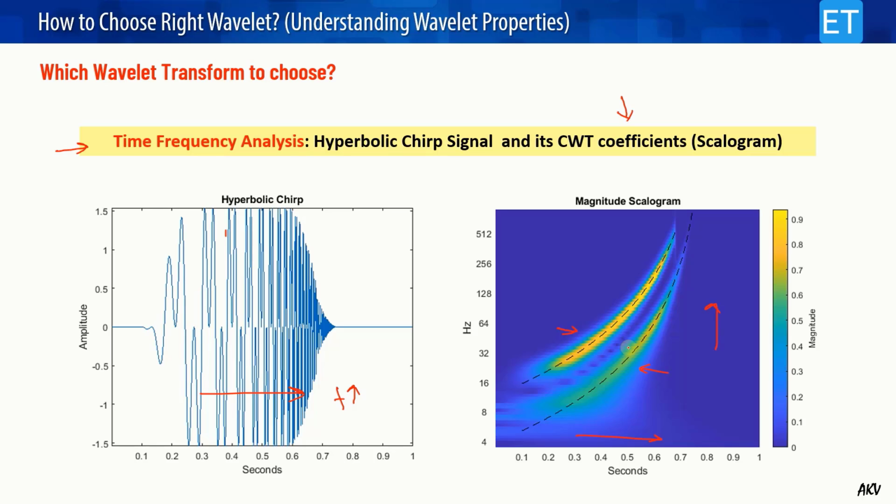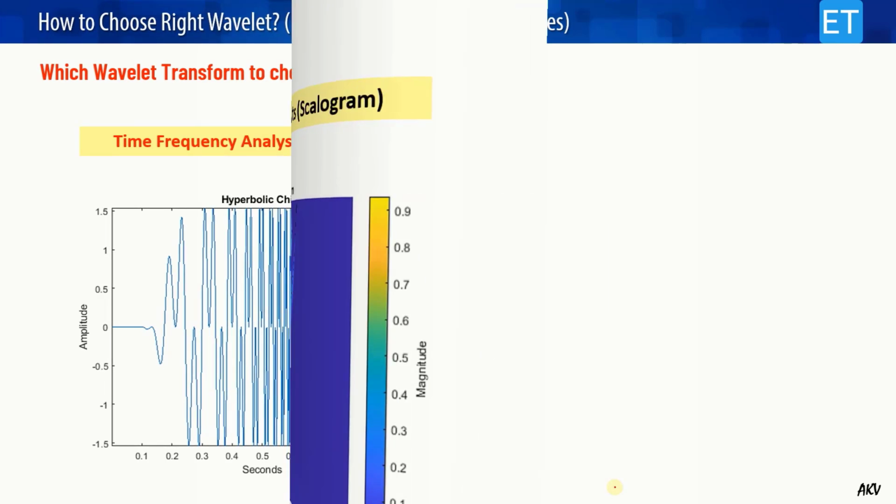This is a similar operation to what you generally do with a Fourier transform and its spectrum analysis. But here the advantage is that in Fourier transform we get only frequency versus magnitude, while here we get three axes: the frequency, the magnitude, as well as the time. So that is the added advantage in wavelet based time frequency analysis.